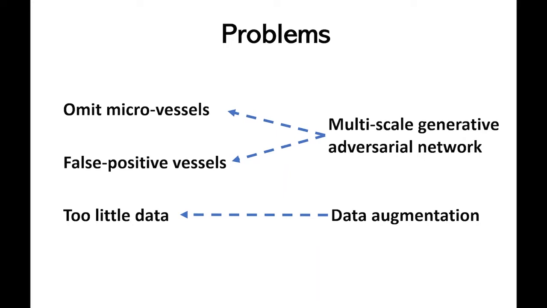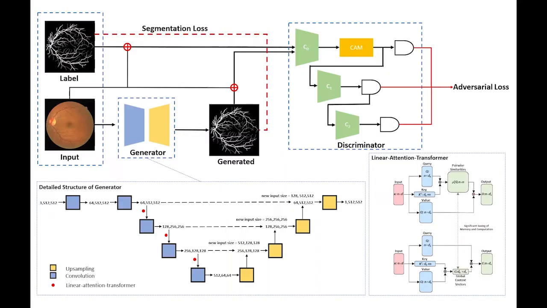In order to solve the first and the second problem, we use the multi-scale generative adversarial network with the class activation mapping to achieve efficient segmentation. For the problem of the small amount of data, we introduce a novel data augmentation method, which can generate multiple samples by cutting and pasting from other samples. This method increases the diversity of the samples and improves the robustness of the model. And this is the structure of our model.